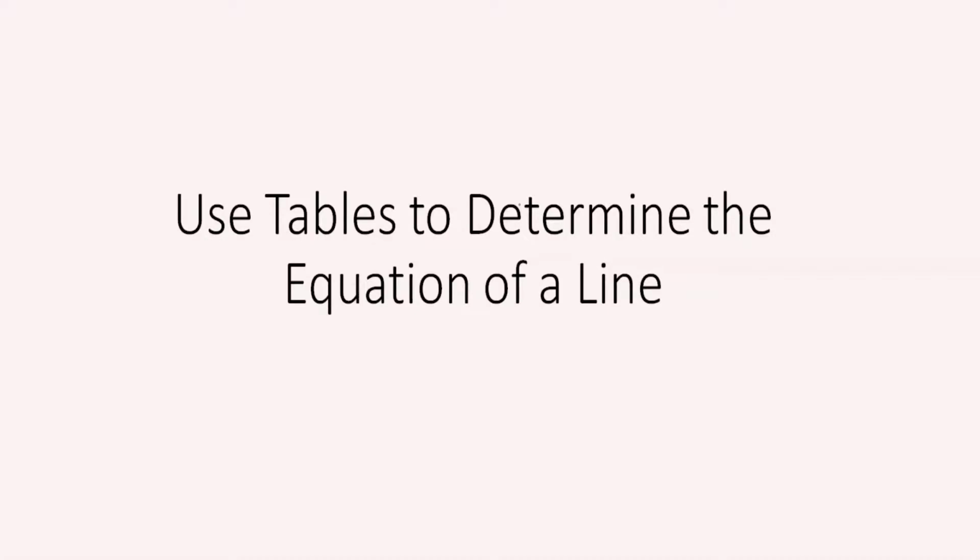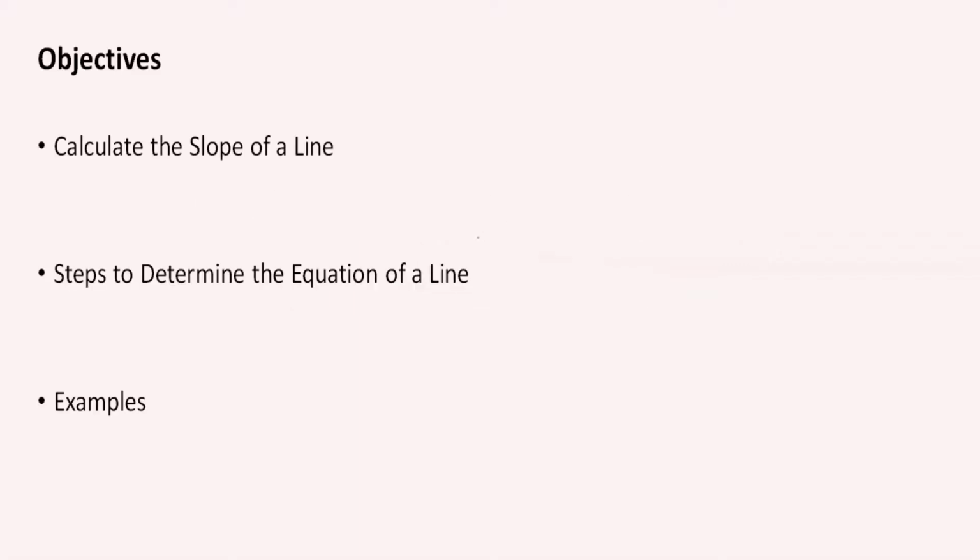This lesson is about determining the equation of a line using tables. We're going to look first at calculating the slope of a line, then examine the steps we need to use to find the equation of a line. The slope is a very important component, that's why we go about that first, and then we're going to walk through 3 examples together.